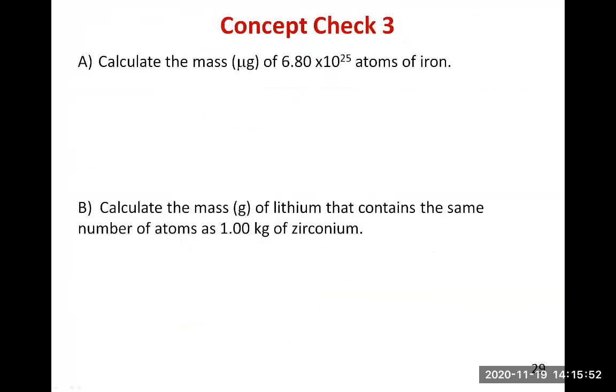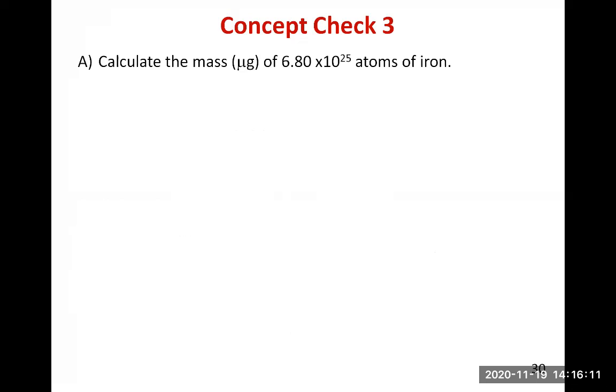So now let's do some concept check for practicing that. Calculate the mass in micrograms of 6.80 times 10 to the 25th atoms of iron. So we'll go over this first concept check here. What is given is the number of atoms of iron, 6.80 times 10 to the 25 atoms of iron. We want to find the mass in micrograms. We have no relationship between these two.